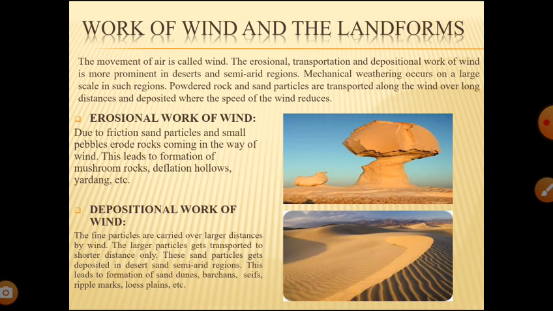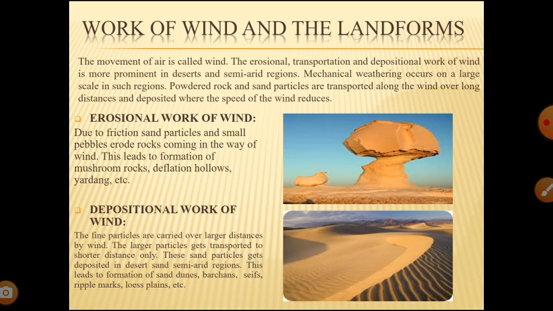Powdered rock and sand particles are transported along by the wind over long distances and deposited where the speed of the wind reduces. Now, erosional work of wind. Due to friction, sand particles and small pebbles erode rocks coming in the way of the wind. These lead to formation of mushroom rock, deflation hollows and yardang, etc. Now children, here the meaning of erode is to destroy something slowly.